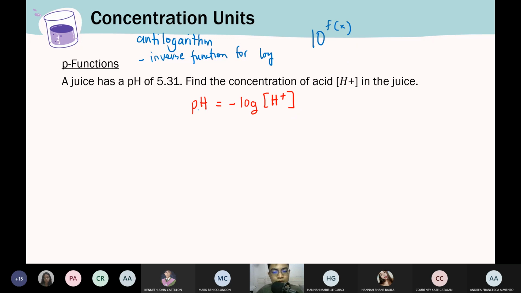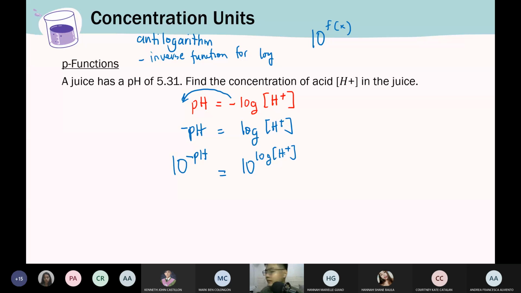So, to do that, first thing muna is you move this negative sign to the other side. So, it's negative pH. And then, at this point, you can now do the anti-log. So, what is the anti-log? Itong equation natin, gagawin natin siyang exponent of 10, both sides of the equation. So 10 raised to negative pH equals 10 raised to logarithm of H plus. Okay? So yan. So 10 raised to negative pH, 10 raised to logarithm H plus.